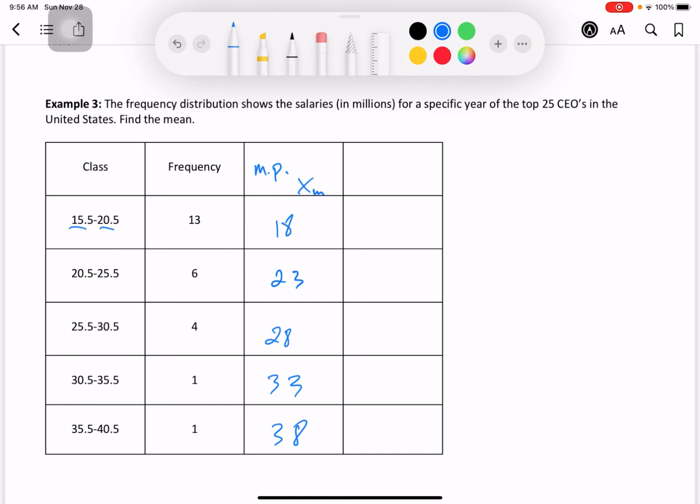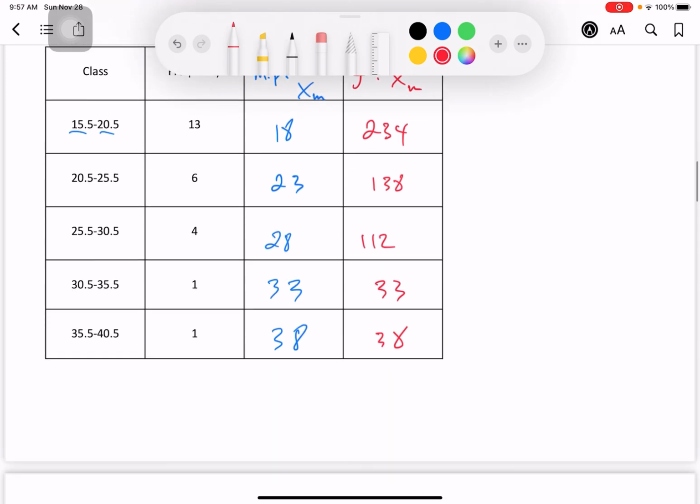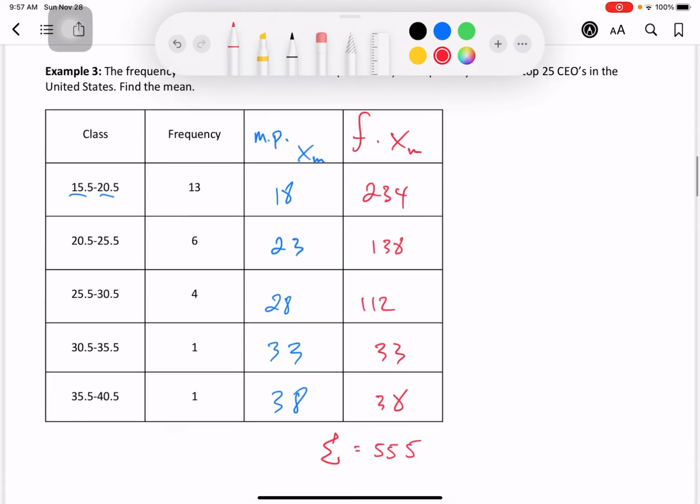Okay, so what we're going to do here is write in that frequency times x sub m. So it would here be 13 times 18, which is 234. 6 times 23, which is 138. 4 times 28, which is 112. 1 times 33, which is 33, duh. And 1 times 38, which is 38. Okay, we're going to sum these together. That turns out nice.